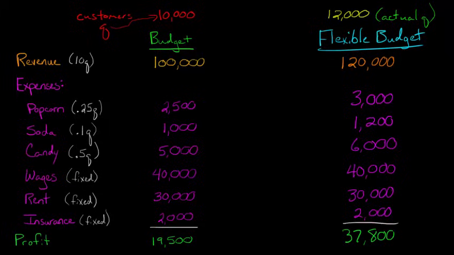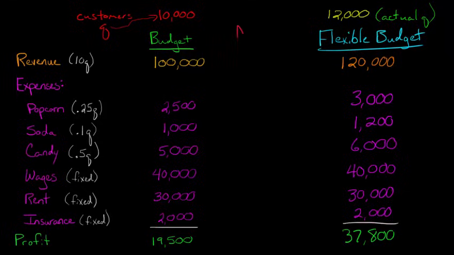We're saying, whoops, we made a little mistake when we estimated how many customers. So given that we actually had 12,000 customers, what should these things have been? Let's use those formulas to calculate a new budget. Now we can say, given that we had 12,000 customers, we should have expected a popcorn expense of 3,000.